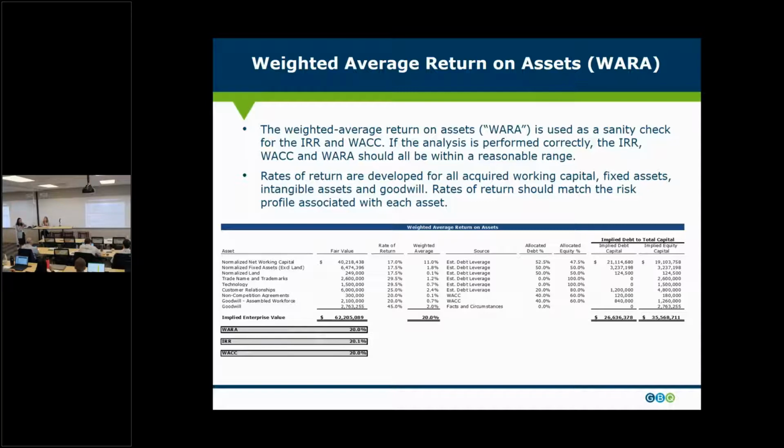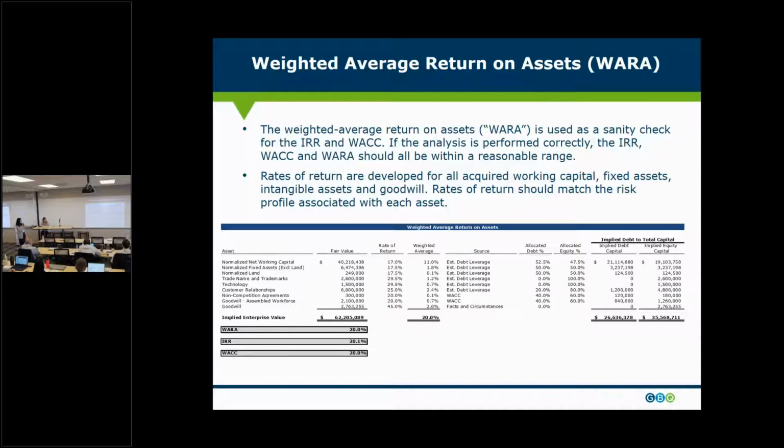But the spectrum of risk: working capital and your fixed assets are on the lower end of the spectrum. As you move higher up that risk spectrum, there's more risk. The riskiest of everything is goodwill. That's your blue sky value, sort of synergies that may or may not materialize. So you're going to assign the highest rates to those. All of that blends into a weighted average. So this was at 20%.